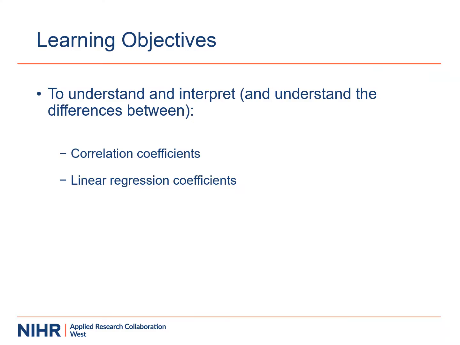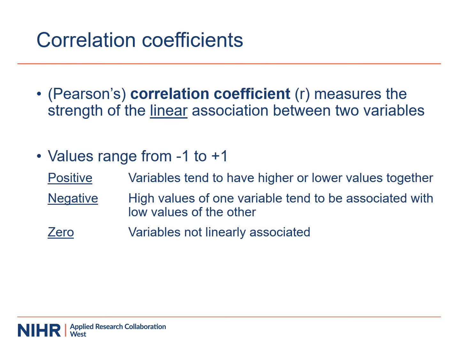The learning objectives for this session are to understand and interpret, as well as understand the differences between, correlation coefficients and linear regression coefficients. In the last session with my colleague Lauren, you just learned about risks and odds, which are used with categorical and binary data. Correlation coefficients are used for continuous data, something like height, and linear regression coefficients relate to linear regression, which is a type of regression that deals with continuous outcome data. There are different types of regression for different data types and patterns, but we're focusing on linear regression in this session. We are now going to talk about measuring associations between two continuous variables, such as height and weight.